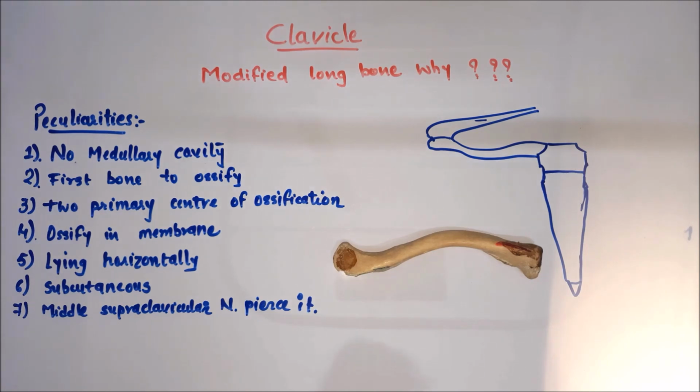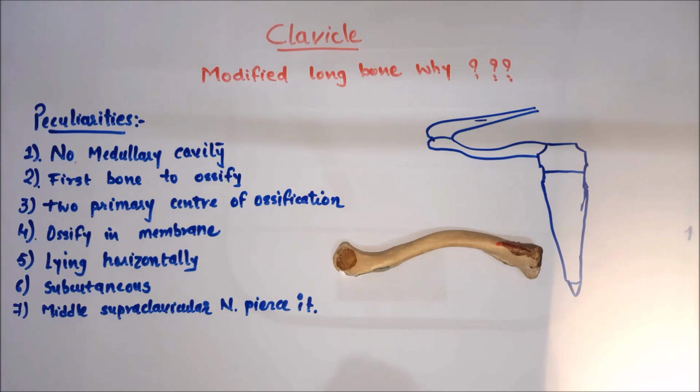This is the only long bone which lies horizontally in our body and it is subcutaneous throughout. That is why it is considered as a modified long bone. It has some other peculiarities also, like it does not have any medullary cavity. It is the first bone to ossify, around 5 to 6 weeks in intrauterine life.